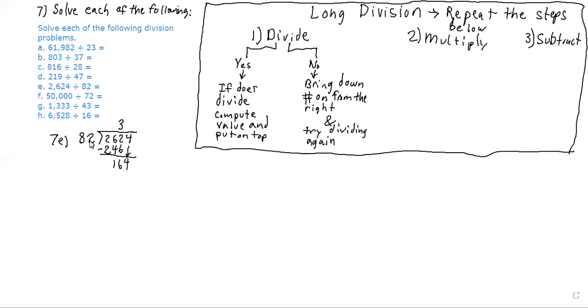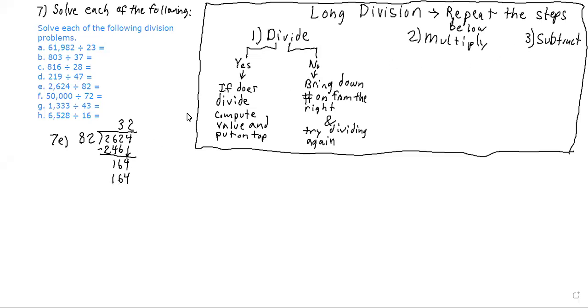So now we're going to try it again. Does 82 go into 164? The answer is yes. How many times? 2 times. So where do we put that 2? We always put it over the last column of the digit that we use. We use the 4, so that 2 has to go over the 4 right here on the top. Now we're going to go ahead and do the multiplication. So 2 times 82 is 164. We write that right underneath here.